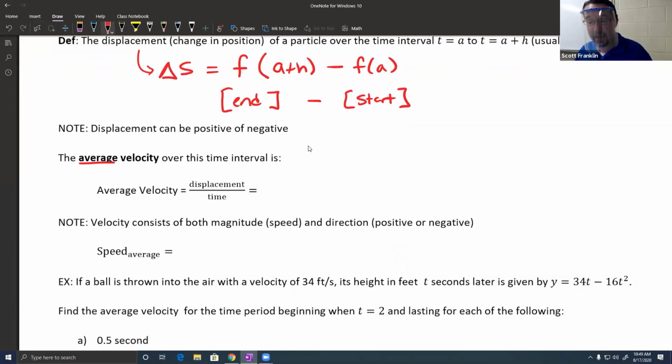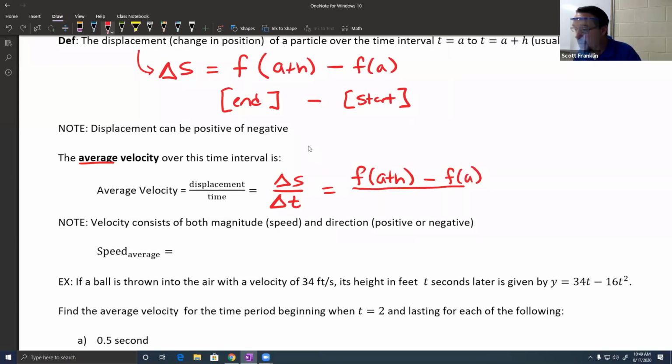And the easiest way to think about velocity, first of all, is to think of it in terms of average velocity, which is distance over time, right? Rate is distance over time. Miles per hour. How many miles did you travel in so many hours? So in this notation, that would be change in S over change in time. But that looks like F of A plus H minus F of A over how much time has changed if I've gone from A to A plus H. It's just H. You can think of it as A plus H minus A, but that just gives you H.